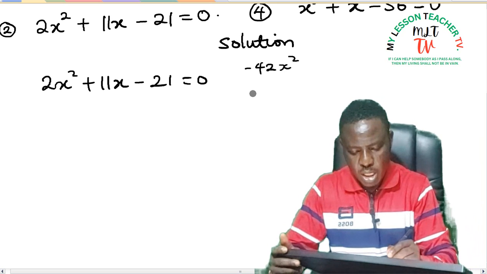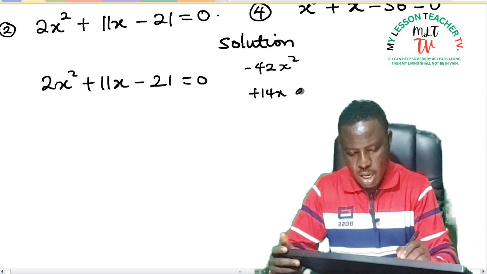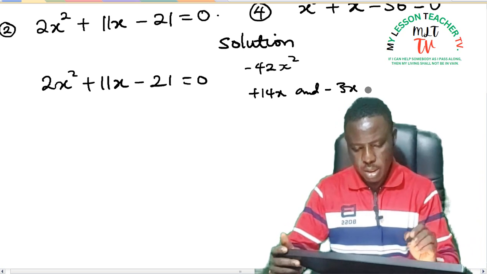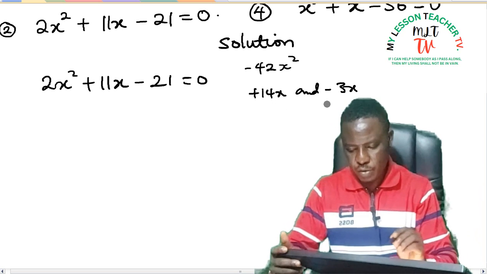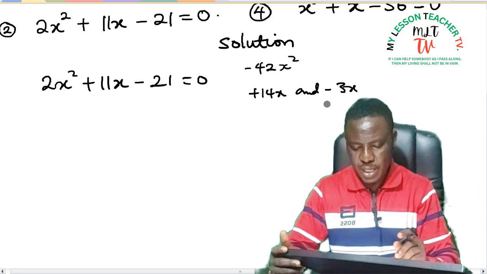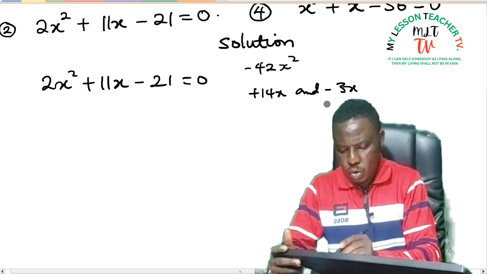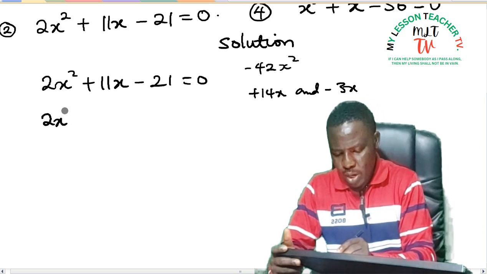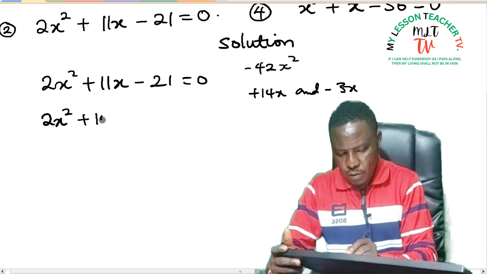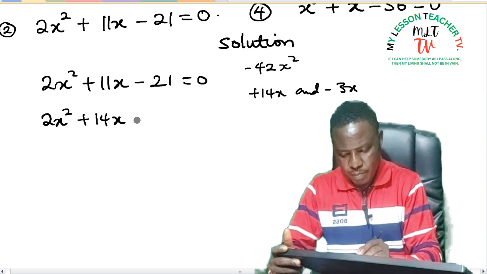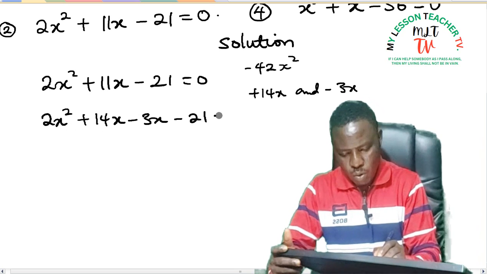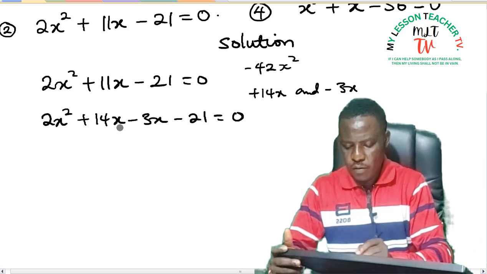The 2 possible factors are said to be plus 14x and minus 3x. Yes, when you add them together, it gives you plus 11x. And when you multiply them together, it gives you minus 42x squared. So this becomes 2x squared plus 14x minus 3x minus 21 is equal to 0.